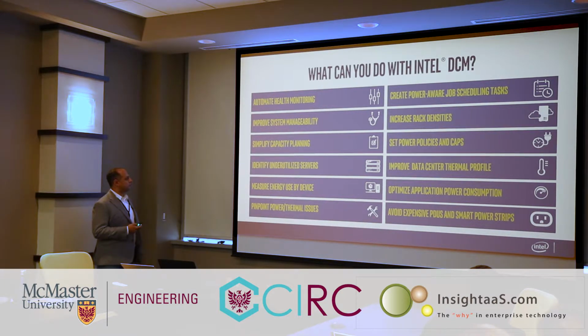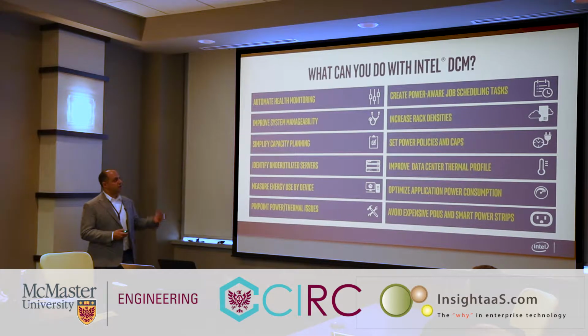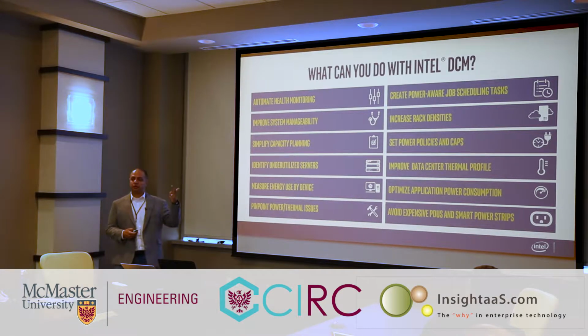I won't go through the whole list, but I'll highlight some of the most important ones. One thing is identifying underutilized servers. This is always a problem in data center environments. I think one of the key statistics here to remember is there's almost always 15 to 20% of your data center that's underutilized. So you're able to quickly identify those with DCM and decide whether you should shut them down, consolidate systems into virtual machines, or end-of-life them accordingly.